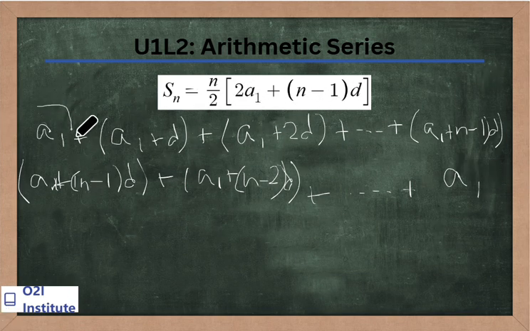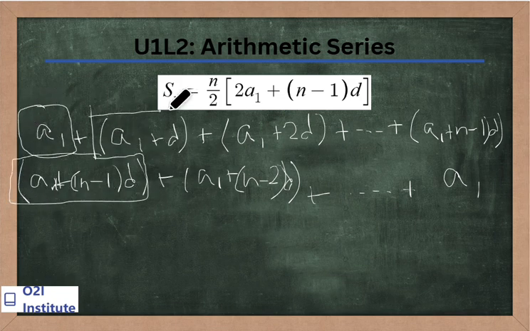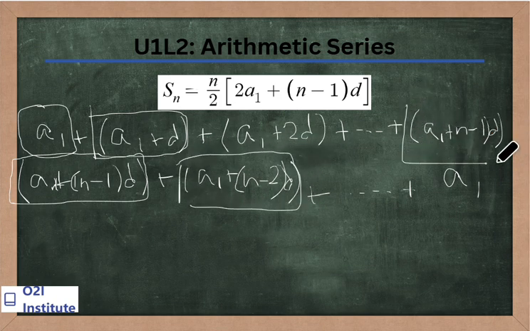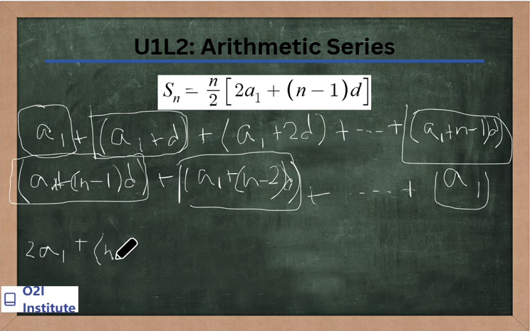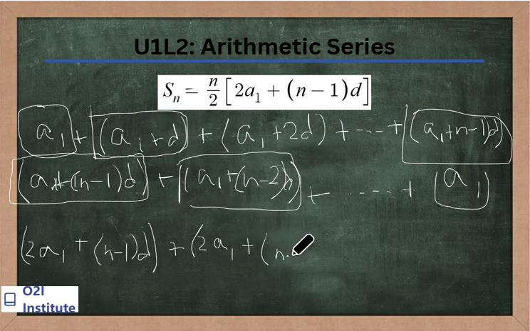Now we're going to create corresponding pairs. A1 is going to correspond in position with this. The second term here is going to correspond with this. And we keep going. These terms correspond. Now we add them together. So there's an A1 here, there's an A1 here, so we get 2A1 plus n minus 1 D. And now here, we have an A1 here and an A1 here. So the second term would be 2A1, n minus 2D, and another D. So that would still be n minus 1 D.